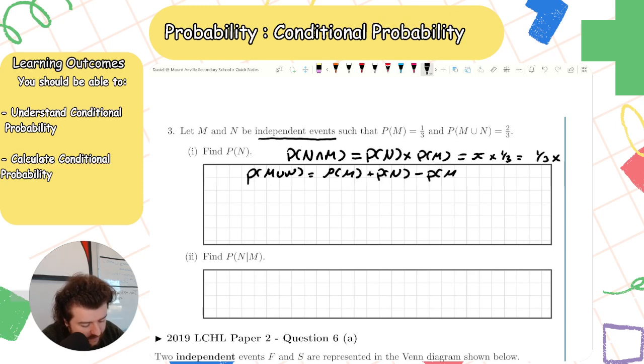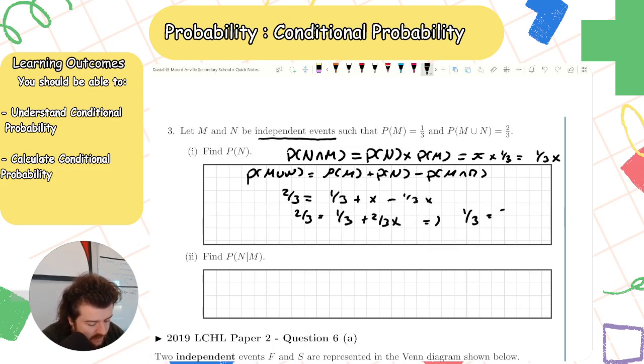So probability M union N is the probability of M plus the probability of N minus the probability of the intersection M and N. That would be equal to 1/3 plus x minus 1/3 x is equal to 2/3. 2/3 is equal to 1/3 plus 2/3 x. That would be 1/3 is equal to 2/3 x. 1/3 divided by 2/3 is a half. So x is equal to a half, or probability of N is a half.